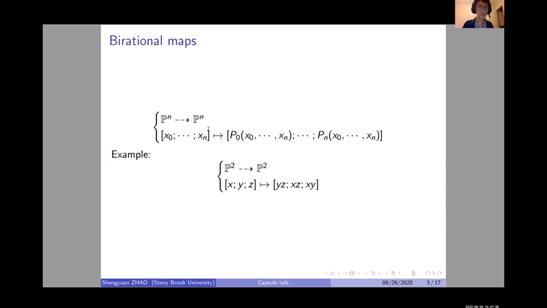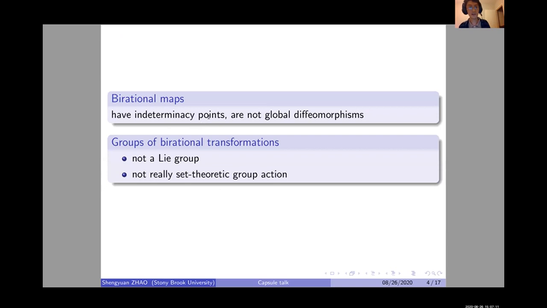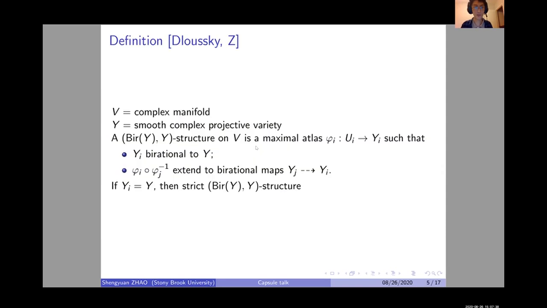So birational maps are actually not global diffeomorphisms. They have some bad points and the group of birational transformations of a variety is usually not a Lie group. And its action on that variety is not really a set theoretic group action because of the bad points. And that's why the definition that I'm going to state is a modification of the classical notion of geometric structure.